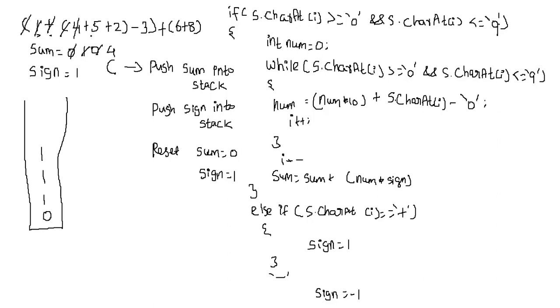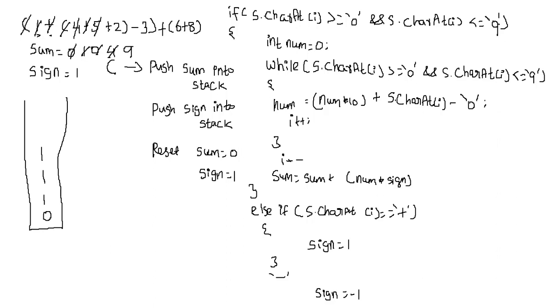Next I have got plus. So sign value has to be converted to 1. It is already 1 only. There is no change in that. Next I go for character called 5. So 5 is an integer value. So I have to convert that character 5 into integer using this logic. Num will be 5. After that sign value is 1. 5 into 1 is 5. That should be added with sum value. Previous sum value was 4. 4 plus current num value 5, 4 plus 5, 9. 9 will be stored in a variable called sum.